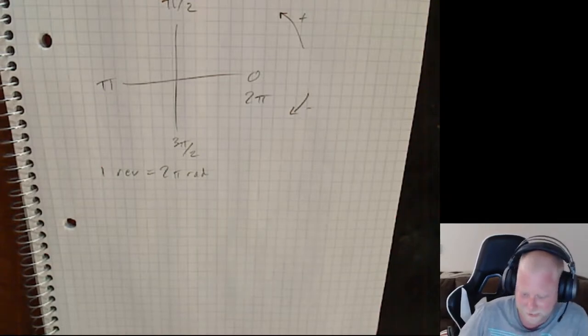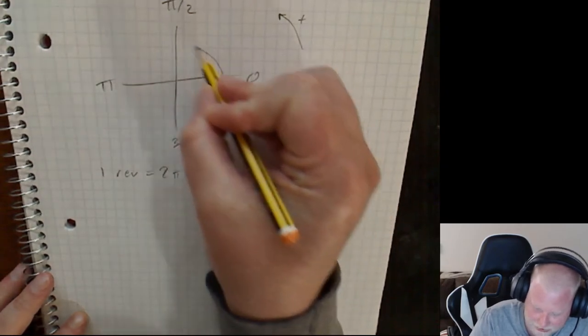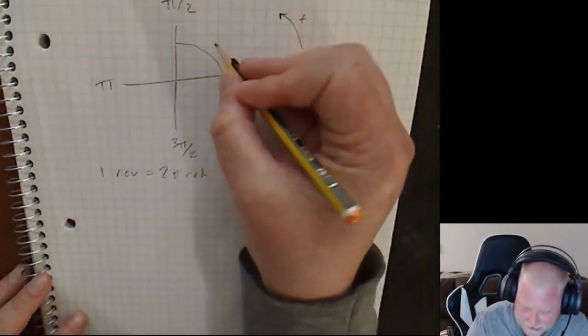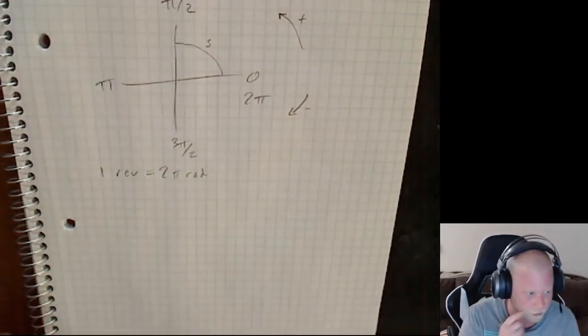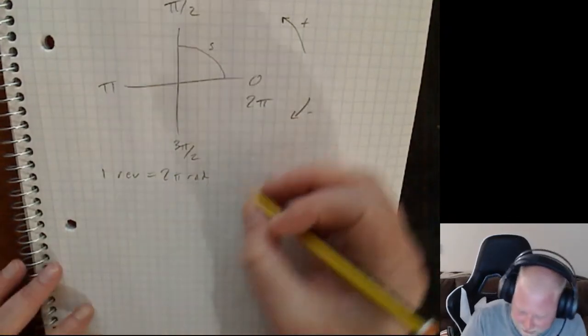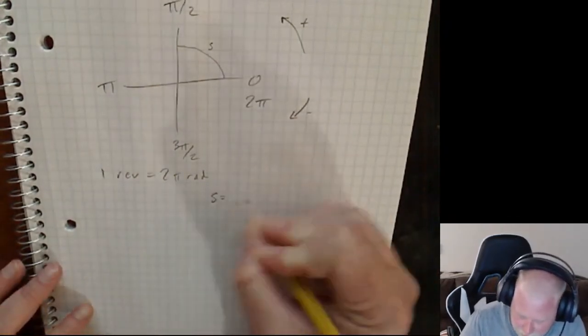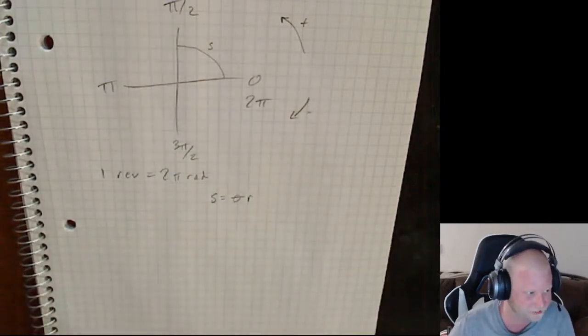Now, as something moves in a circular path, so say from here to here, it does cover some arc length that we're going to call S. We can determine that arc length that the object travels based off of looking at the angle that it sweeps through and how far away it is from the center of rotation.